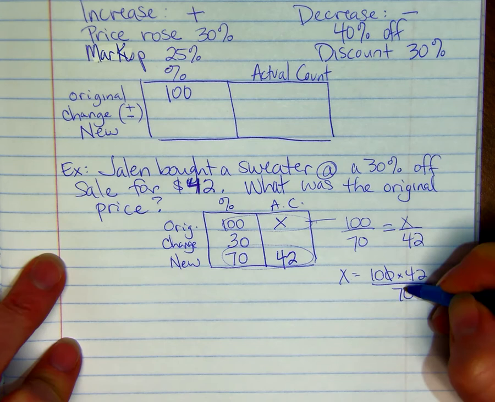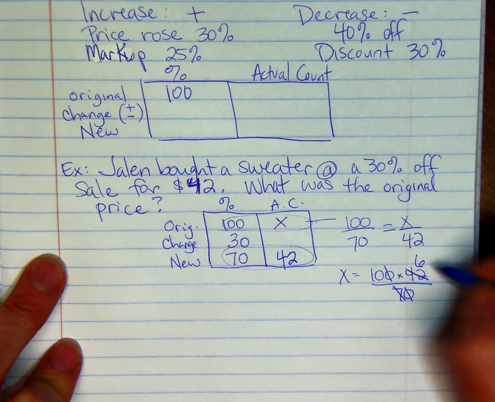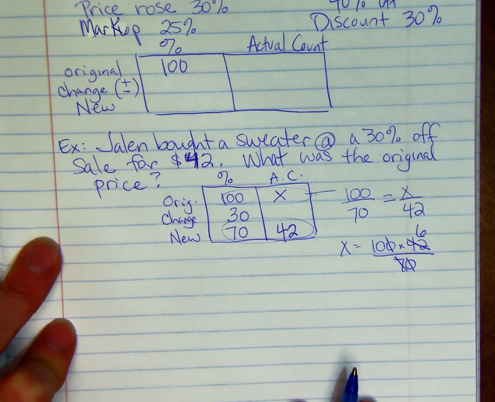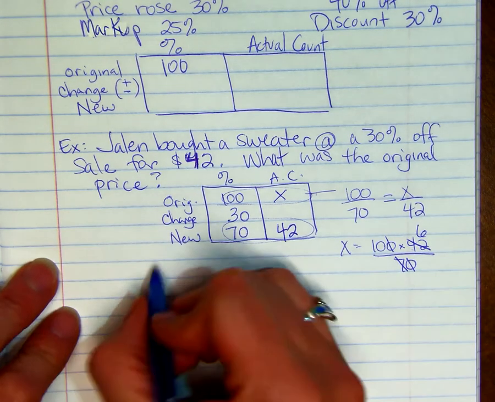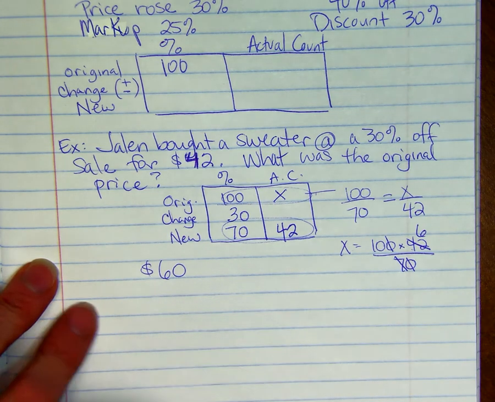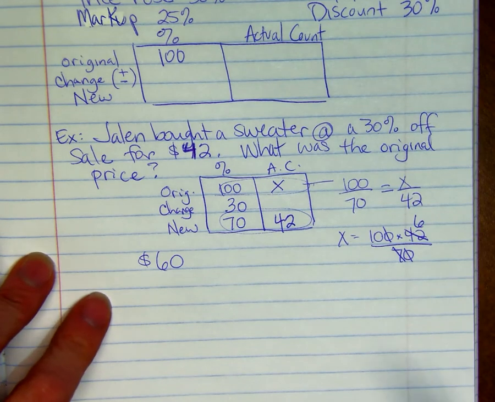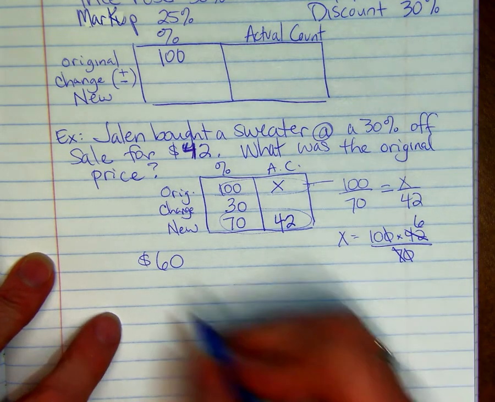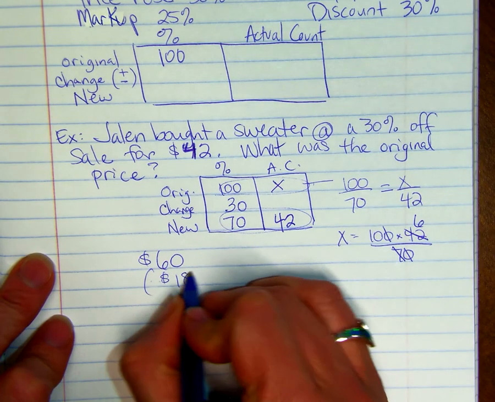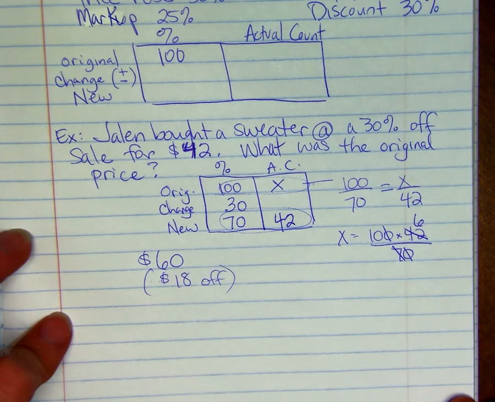We're going to cancel some zeros here. 7 goes into 42 6 times. 6 times 10 is 60. So it was $60 is the original price. If we wanted to know how much was taken off, we could do $60 minus 42, and we could figure out the $18 was taken off. So we saved $18.